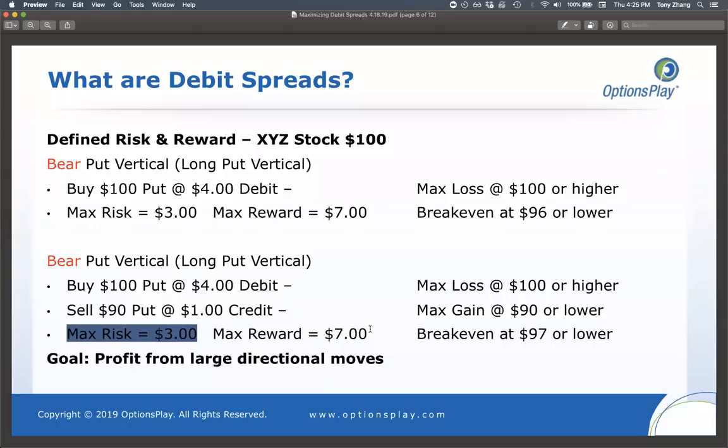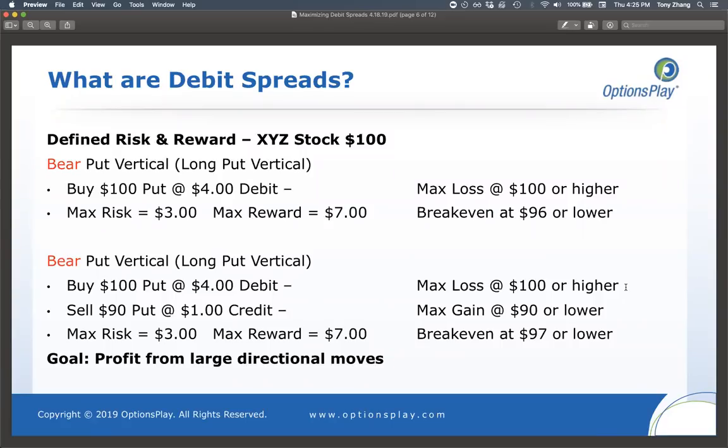And same thing, what we're giving up is upside in exchange for lower risk. This strategy will be profitable as long as the stock is $90 or lower. I'm sorry, $97 or lower. That's your break-even price. You will get your max profit of $7 if the stock goes to $90 or lower, and you will lose the $3 if the stock is at $100 or higher. So this is really how you can think about debit spreads: what type of returns are you trading off in exchange for fairly limited risk?